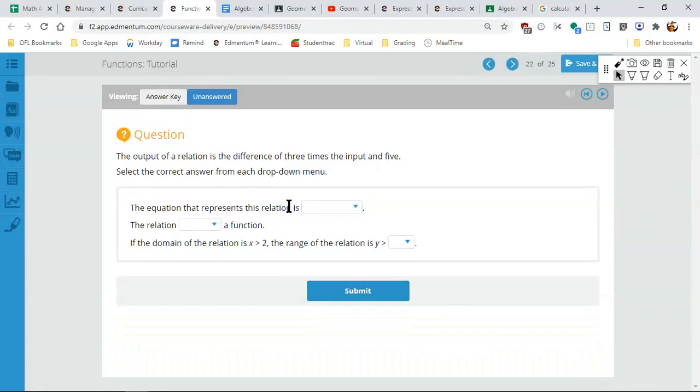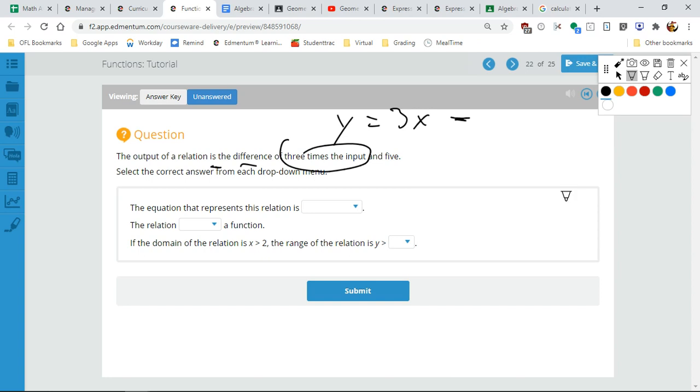All right, so the equation that represents this relationship is what? The output is the difference. So y is our output. This is an equal sign. The difference is subtraction, 3 times the input, so 3 times x, and 5. So this is saying the difference between all of this and this. So that's how we kind of write this out.